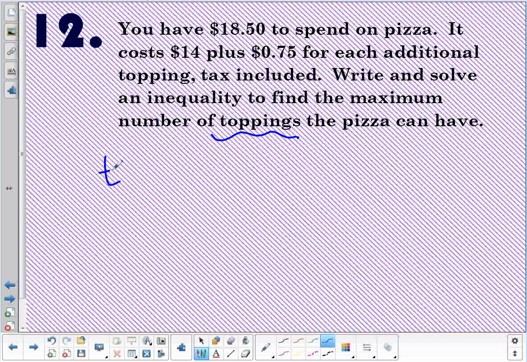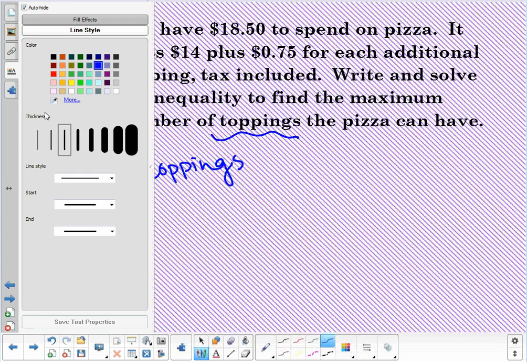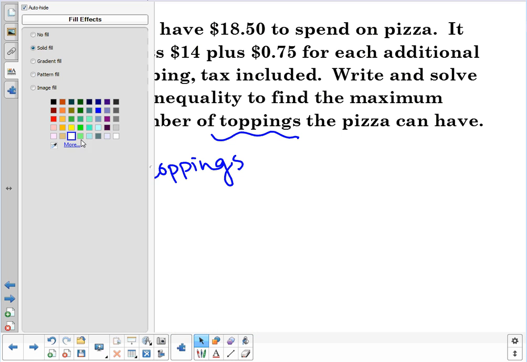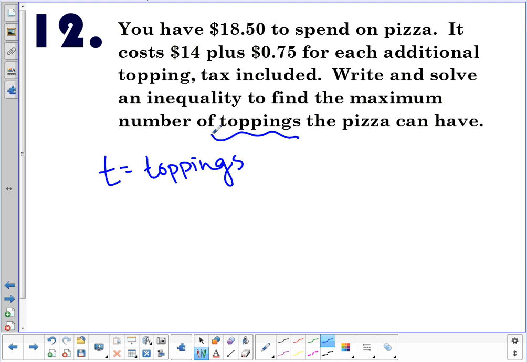So I'm going to say T is my number of toppings. I feel like that background is hard to see. I'm going to fix it because I feel like it might be hard for you to see. How about let's do this? Sorry if that first background was hard for you to see.